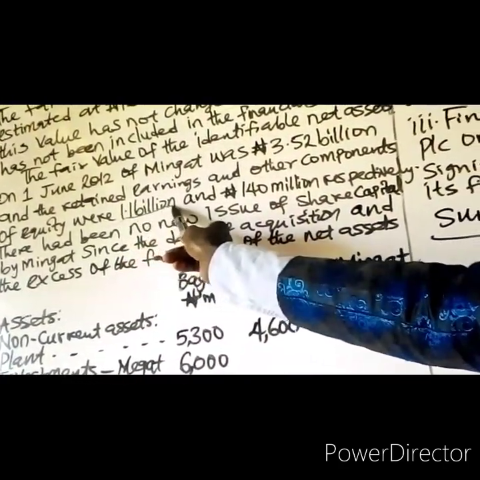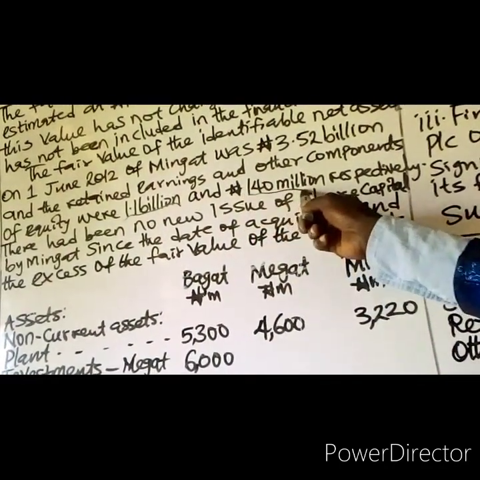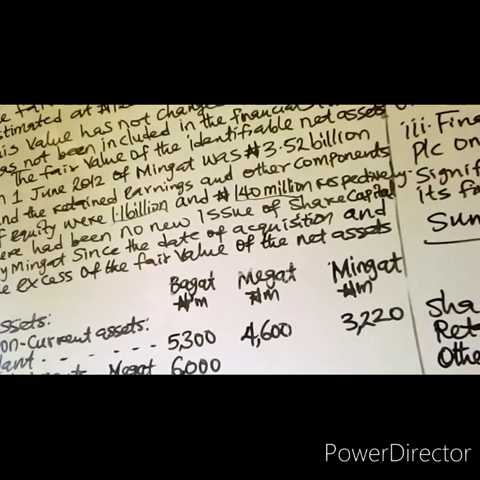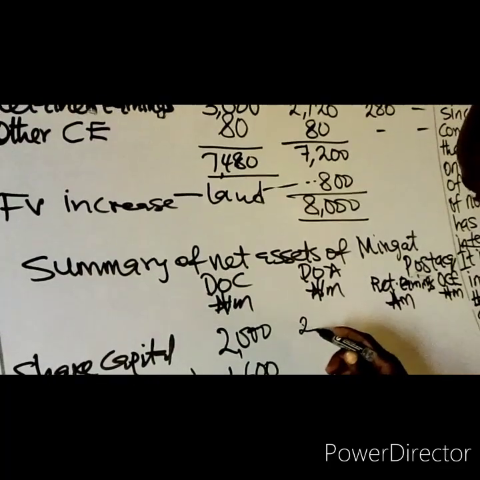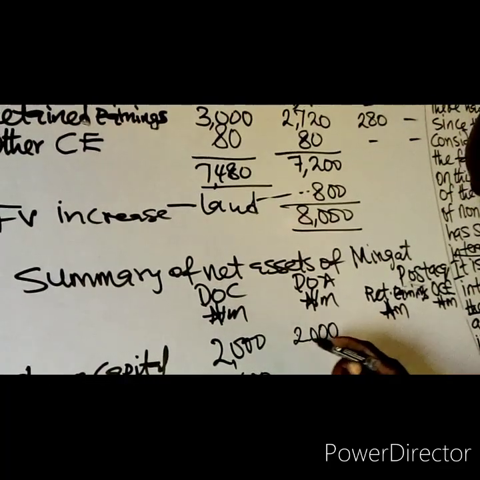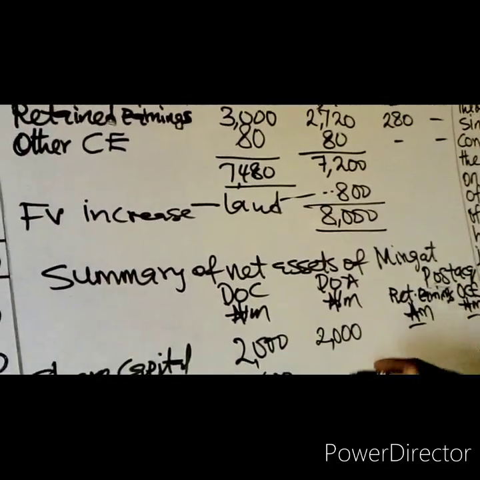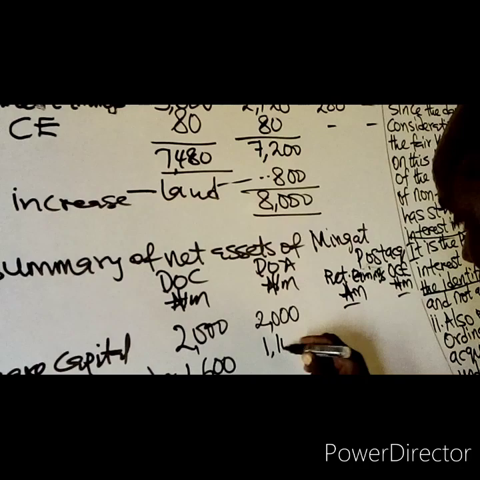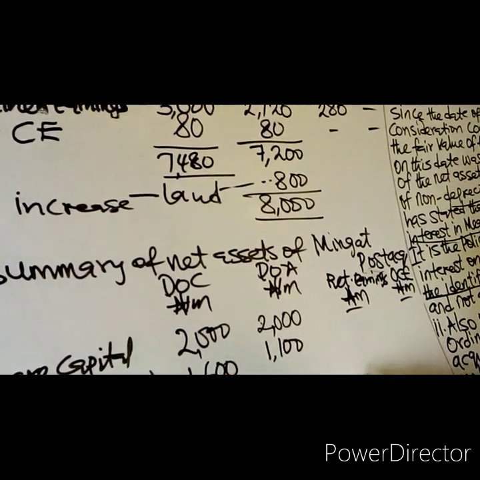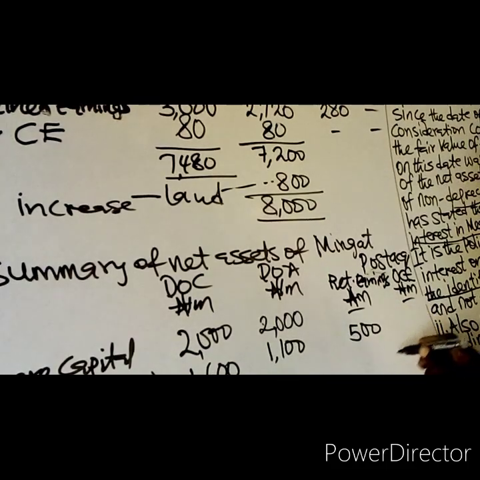This is the retained earnings at the date of acquisition, which is the pre-acquisition retained earnings, and the other component of equity at the date of acquisition is 140 million. Since there was no issue of shares since acquisition, the share capital at the date of acquisition will be 2 billion. Then post acquisition will be nil. Retained earnings is given to be 1.1 billion. If you subtract it from 1.6, the post acquisition retained earnings will be 500.